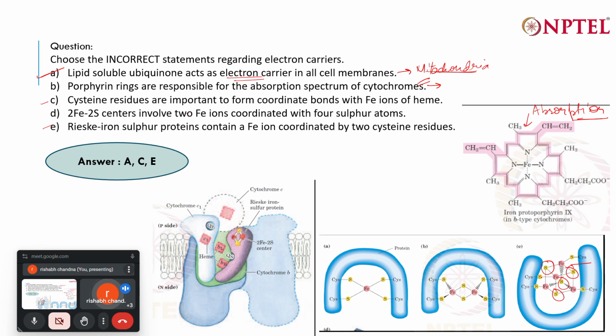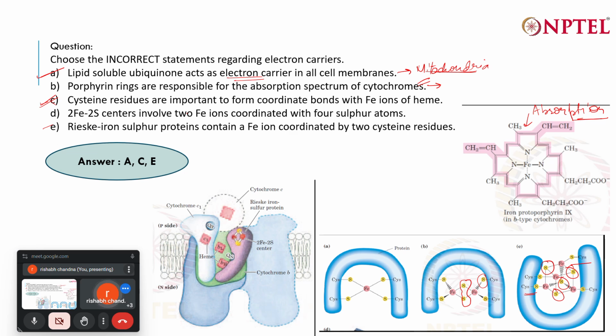Okay, all the cysteine molecules have their sulfur protruding out, but in this case, not only the cysteine sulfur but also the sulfur molecule also helps in forming a coordinate bond. So this is partially correct, but we'll consider it as an incorrect statement. Then, 2Fe2S center involves two Fe ions coordinated with four sulfur atoms.